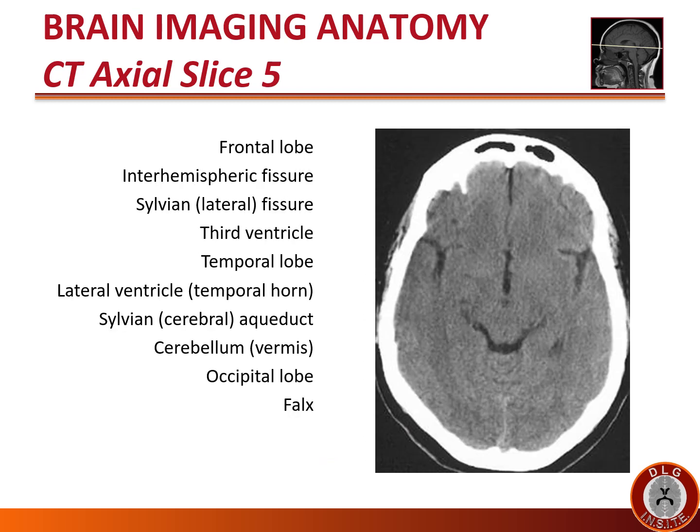We continue to move rostrally. We are now on CT slice 5. Take a moment to see if you can identify the locations of the structures listed on this slide. Ventrally, we continue to see the frontal lobe.